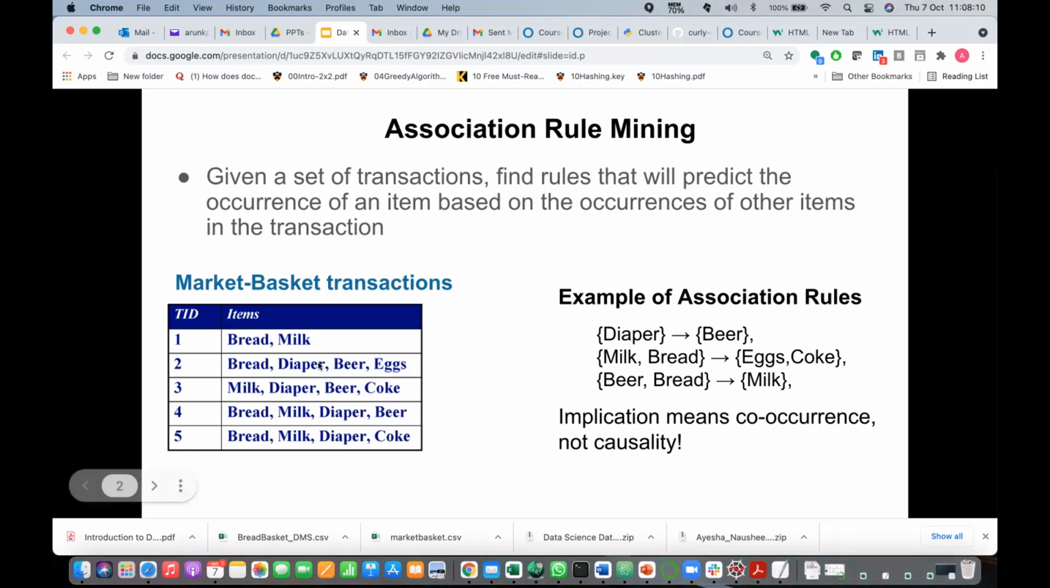So if you see the left side, that is the transaction data. Somebody purchased bread, diaper, beer, eggs, then the third person purchased milk, diaper, beer, coke. Based on this, can we find some rules so that we will predict the occurrence of an item based on the occurrence of other items in that transaction?